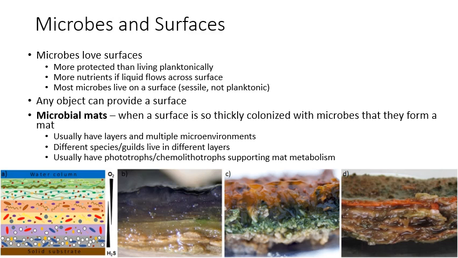The benefits of living on a surface would be that, in general, surfaces will provide some type of protection to the microbe, as opposed to just floating around. Also, if you have a liquid flowing across the surface, it's going to be constantly bringing in nutrients. If you were a microbe that was in the liquid, then you might use up all the nutrients right around that local area of the liquid that you're in, and then you would be waiting for more nutrients to diffuse over to you from the areas that you hadn't depleted yet.